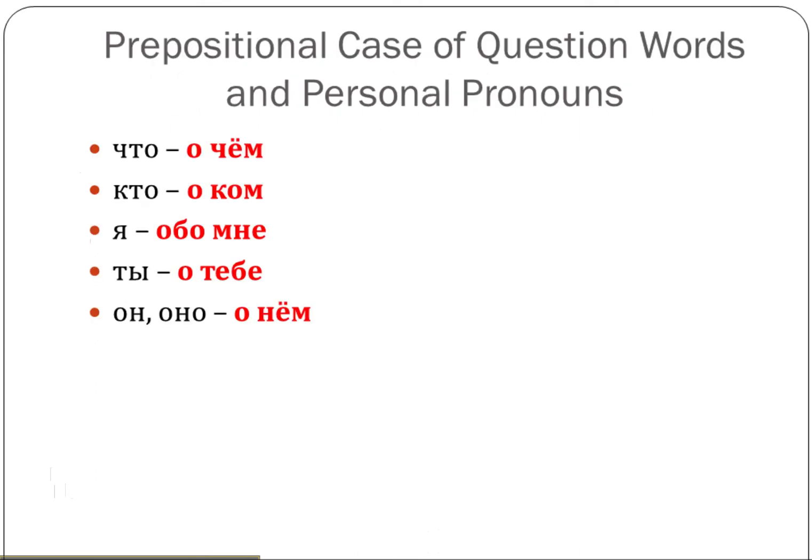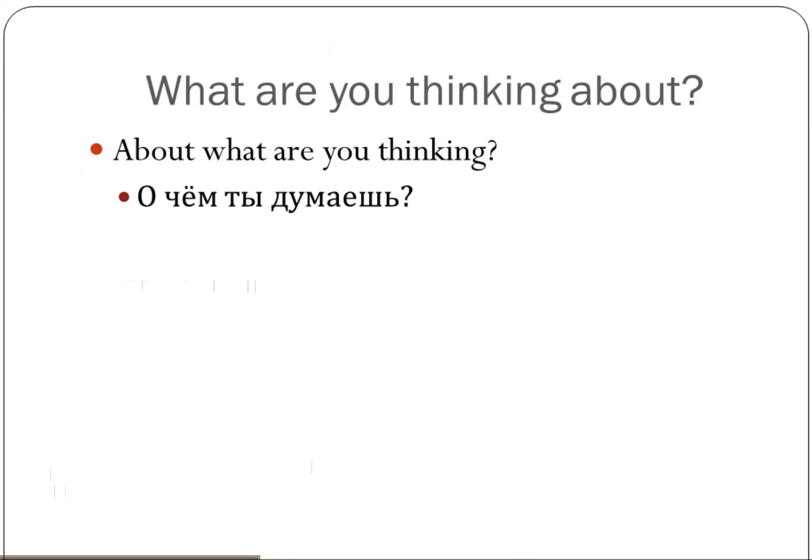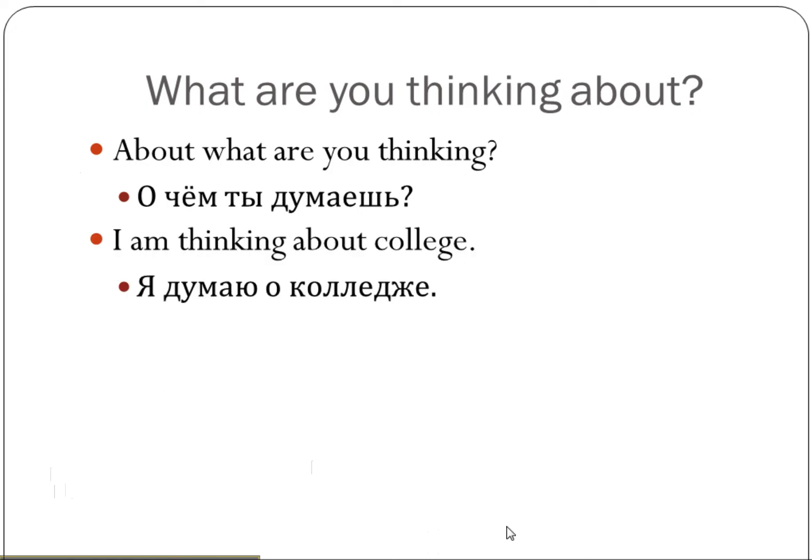And here I have a little list of all the different pronouns, personal pronouns, and question words in the prepositional case. So when I want to say about what, о чем. If I want to say about you, о тебе. Я думаю о тебе. Please notice how o again changes to обо with мне, no logic here, you just have to memorize this one, this is the only one, but that's how it works. So, about what are you thinking, о чем ты думаешь? I'm thinking about college. Я думаю о колледже.